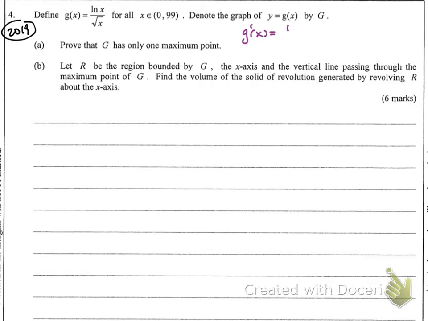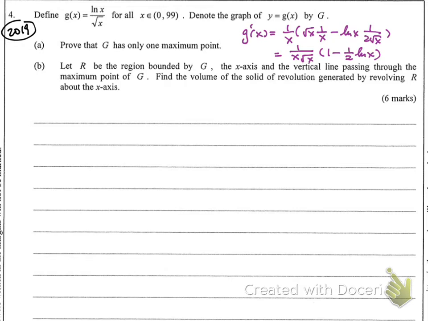Consider g prime x. We have to use the quotient rule to help us do that. That would be 1 over x, times square root x, and then I just copy square root x, differentiate log x, so you have 1 over x, and then I copy log x, and then differentiate square root x. So this is the result of the quotient rule differentiation. I guess there are some common factors you can collect from here. You get 1 over x square root x, and then you have 1 minus one half log x. Now this is g prime x.